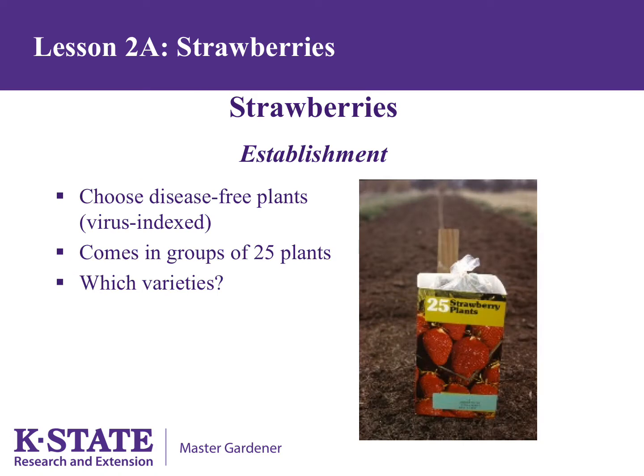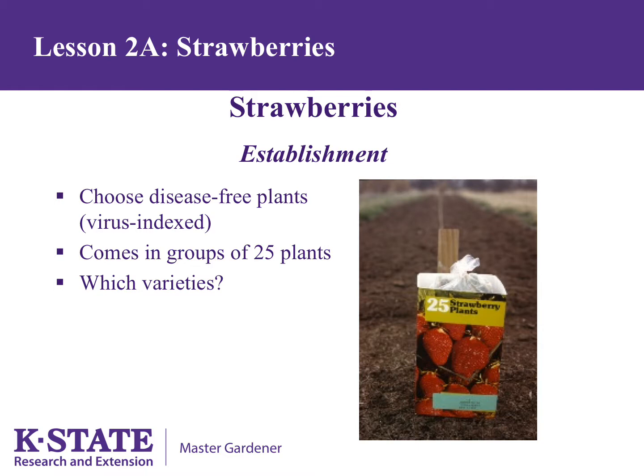Let's look at establishment. We mentioned earlier that strawberries tend to pick up diseases over time. Therefore, it is important to start with clean plants. Choose disease-free, virus-indexed plants. The company you buy from should be able to tell you whether they are virus-indexed or not. Strawberries normally come in groups of 25. Strawberries are normally planted with 18 to 24 inches between plants. Therefore, you need 38 to 50 feet of row for a full set of strawberries.